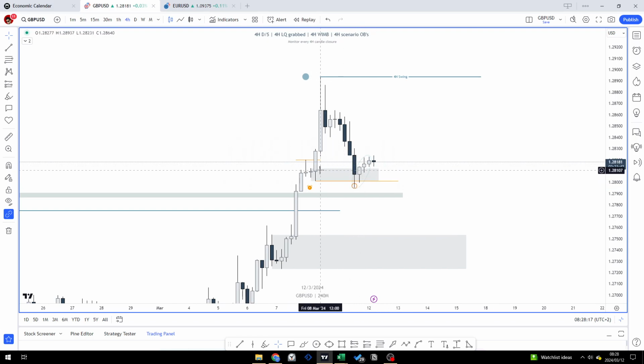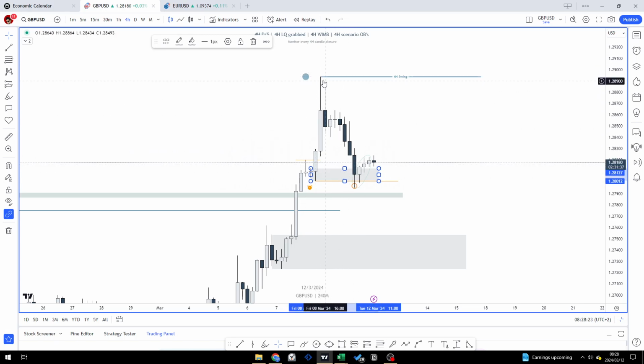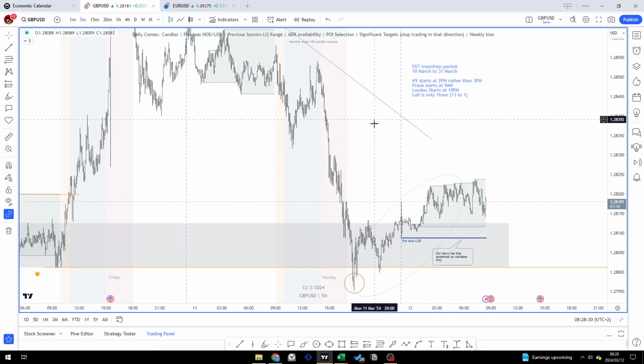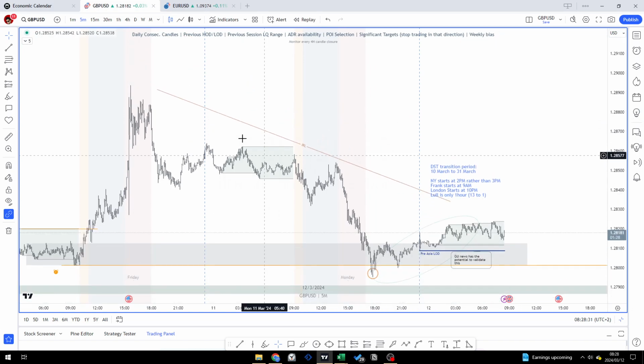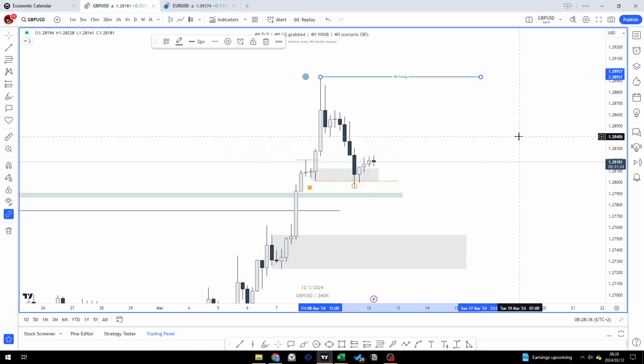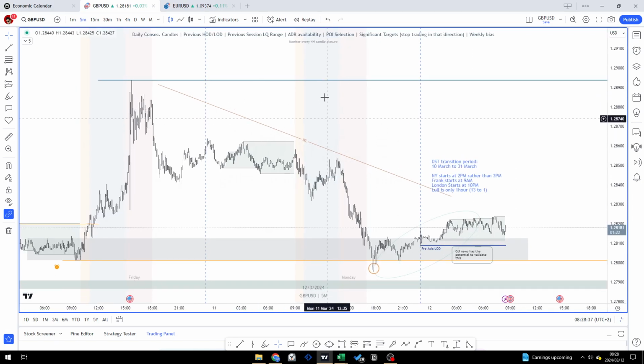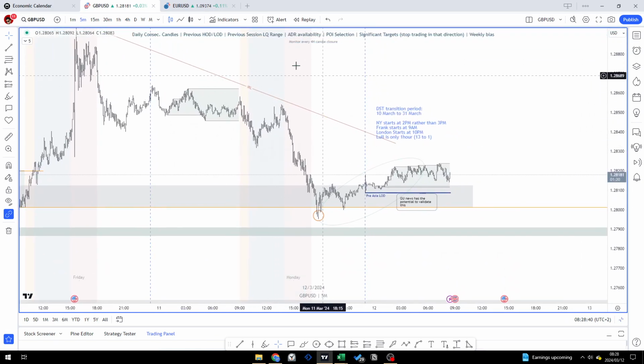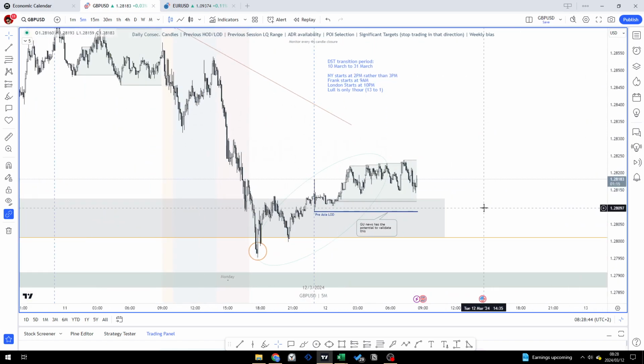The first being a 4H OB, which we do have right here. Then a substructure high to target, which we have up here, and it's validated because there's evidence of a pullback. And then lastly, we need internal range liquidity along the lines of this area towards the target right here, which I'll just make visible as well. And as you can see, those three elements too are present. So what does this mean for our trading?